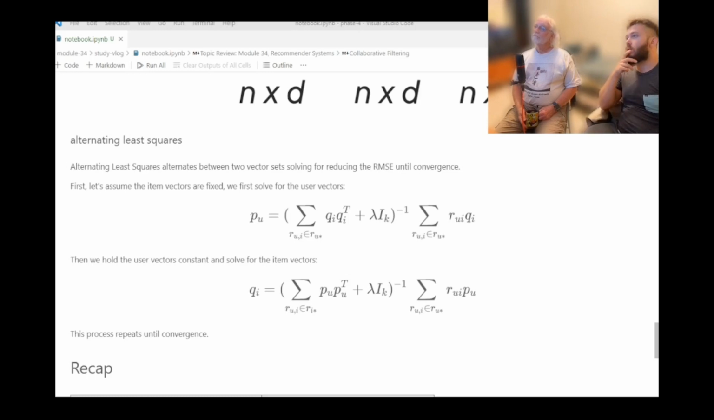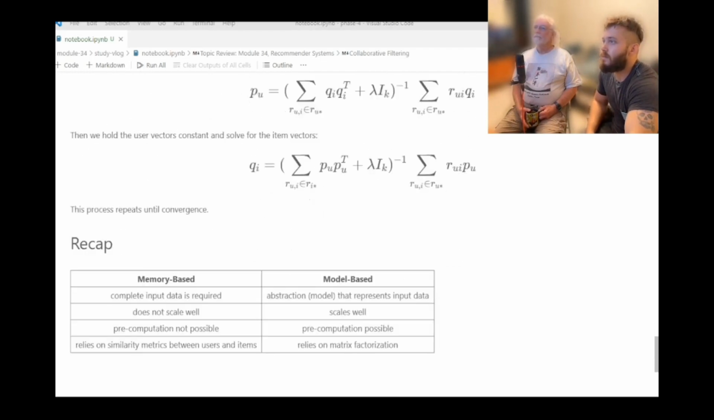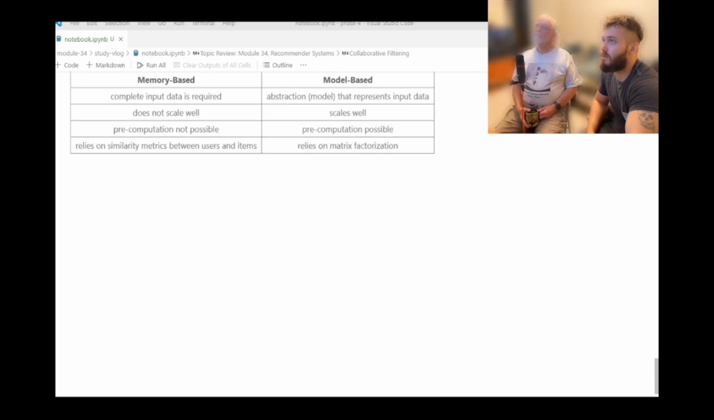So that's basically preparing the data to then do the calculations, compressing it. But we don't want to completely compress one vector, because then we might lose some information that's necessary to properly compress the other vector, right? So we alternate back and forth until we arrive at what's called convergence. So that's alternating least squares in a nutshell.